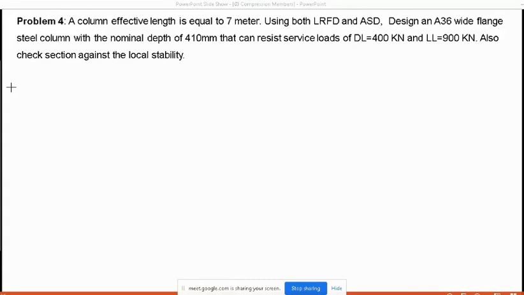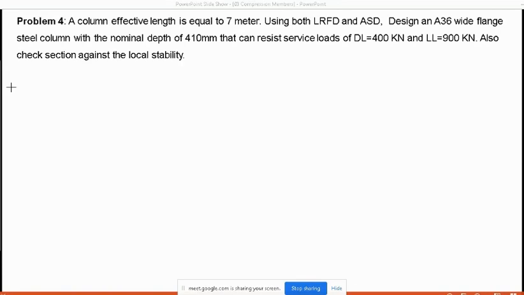Okay, so we have 410 mm. So pag specified na yung depth natin, mag-aano na lang tayo doon sa ating weight. Kasi di ba ang section is depth by weight. That is our service loads. Yung service loads daw natin, we have the dead load of 400 kilonewton and we have the live load of 900 kilonewton.